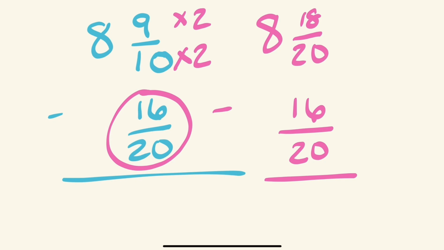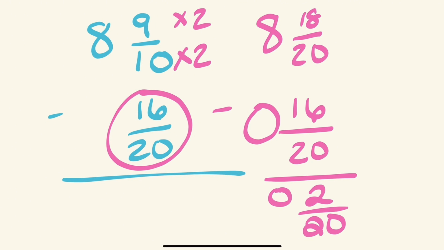We're going to do this the same way, where we subtract 18 minus 16. That's going to leave you a 2 as a numerator. Your 20 is your denominator because it stays the same. And this 8, because we don't have a whole number here, there is nothing there. So 8 minus 0 is going to still leave you with 8. Make sure that you check that your fraction portion is always in simplest form.